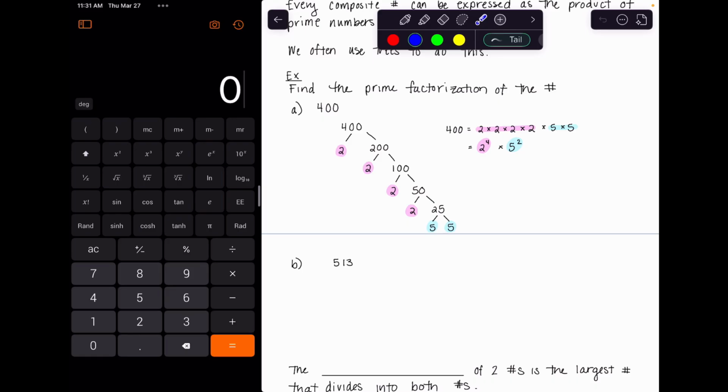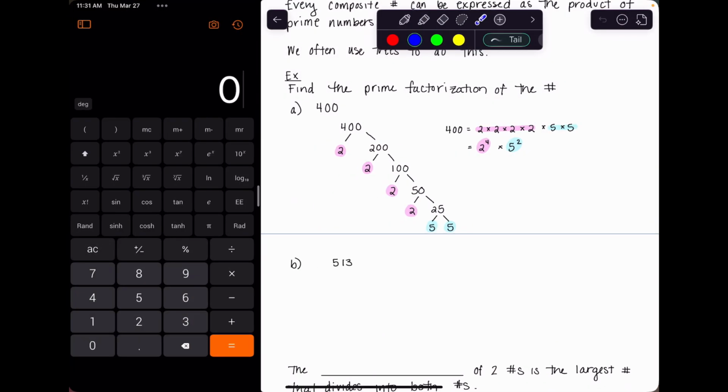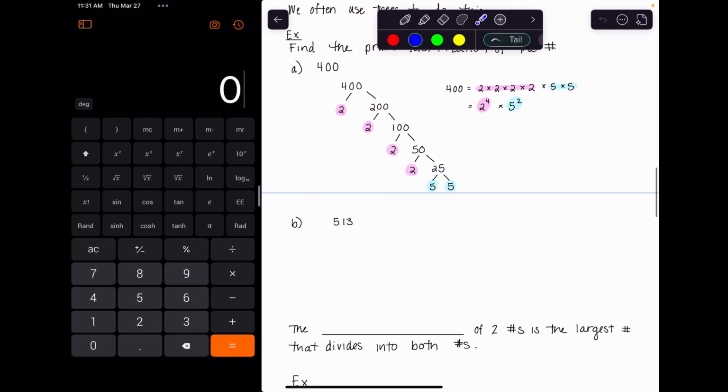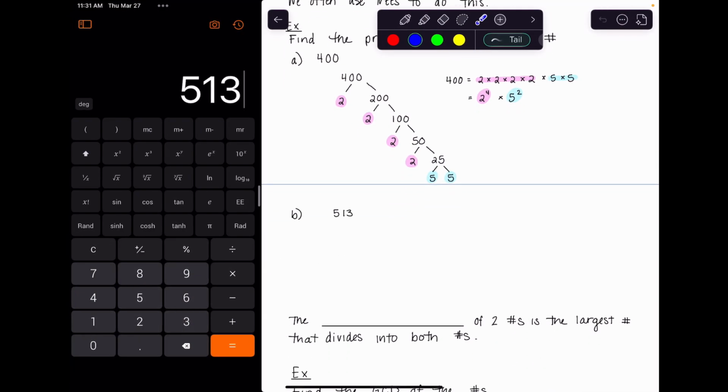So I need to figure out what prime numbers go into 513. So if I start with my smallest prime number, unfortunately 2 does not divide it nicely. So instead I'm going to go to my next prime number, which is 3. And in that case, I'm left with 171. So this breaks down as 3 times 171. And this is good because that is part of my prime factorization.